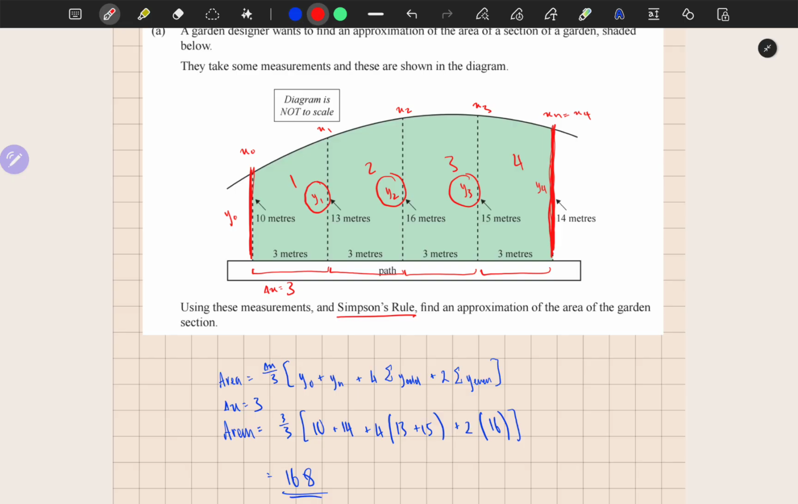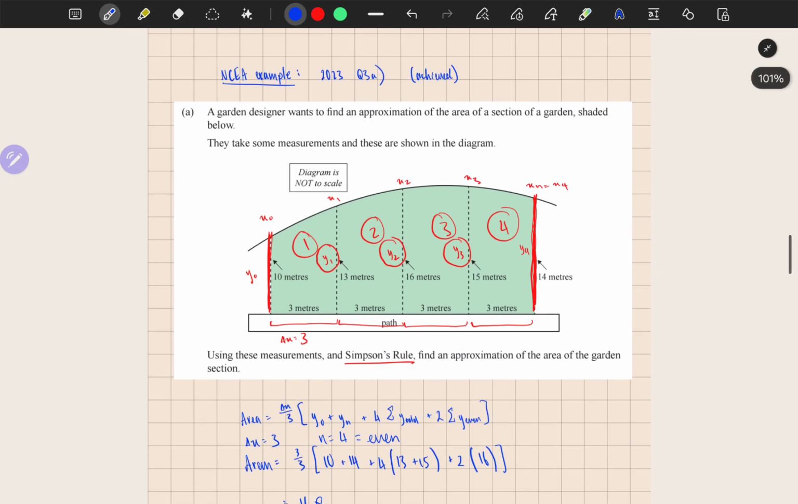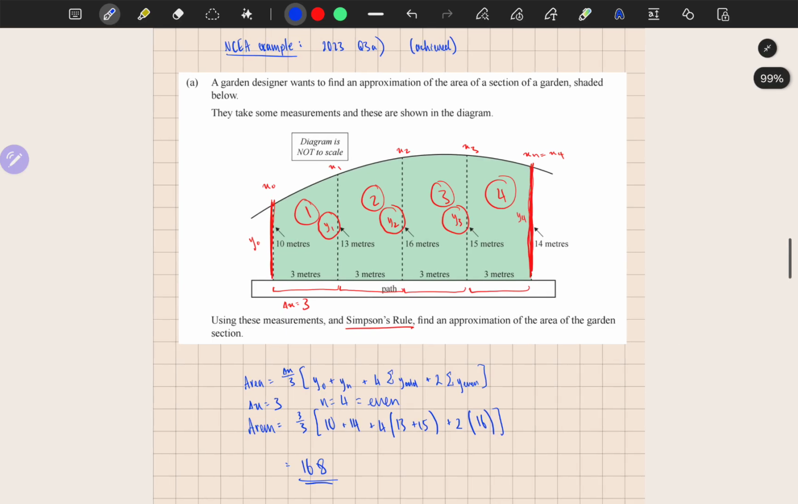Now this is good because we've got 4 regions, 1, 2, 3, 4. So it satisfies the requirement that the number of separations or the number of intervals is even. So just make sure it's always even before you do the rule, which I should have started off with. And yeah, that's worth achieving.